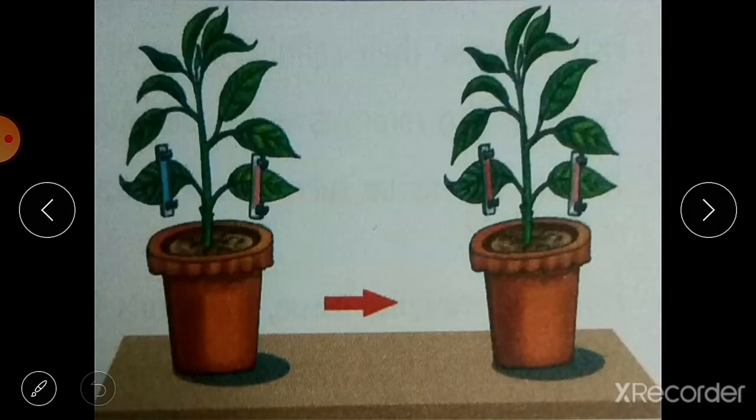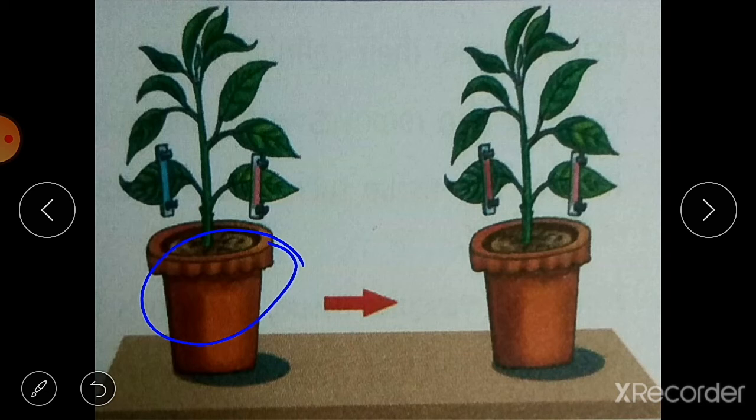Then we have another activity, and this activity will show that stomata are present on both sides of the leaves. So you will need a potted plant, then a freshly prepared cobalt chloride strip, then sticking tape, or you can take glass slides. Okay, so what is the procedure? Take a potted plant first. Potted plant means a pot with a plant.